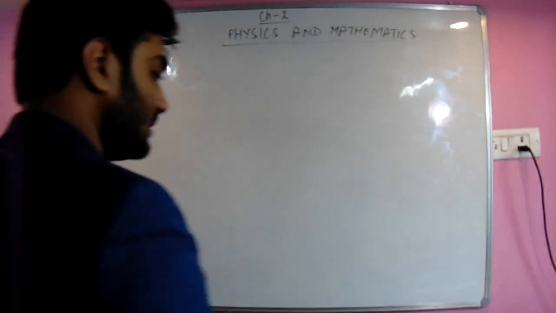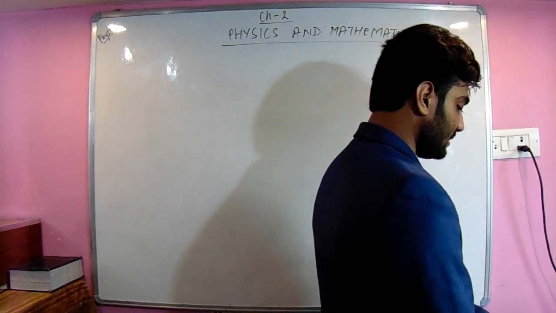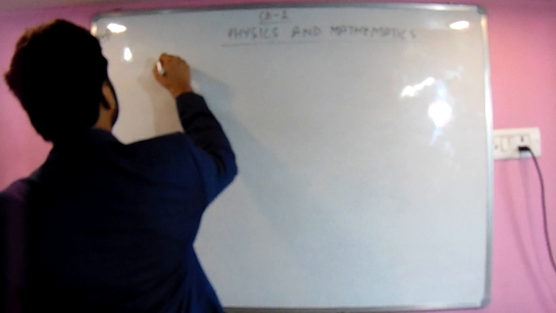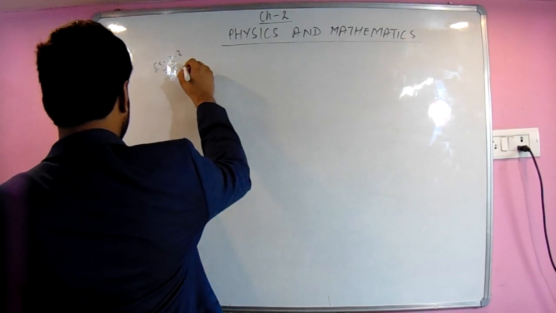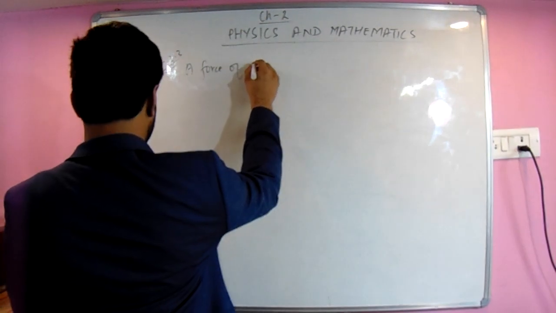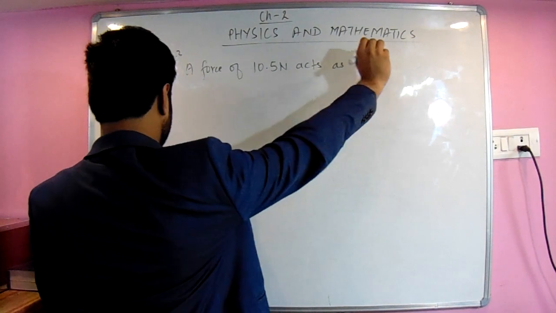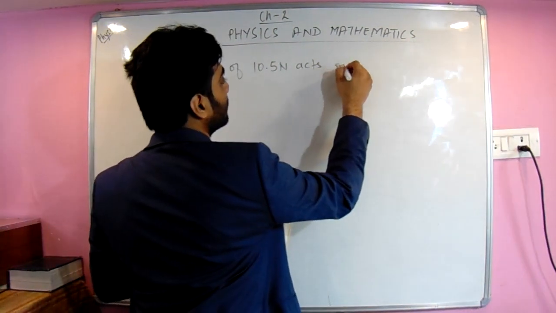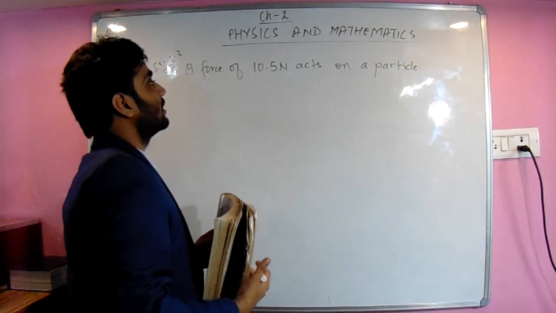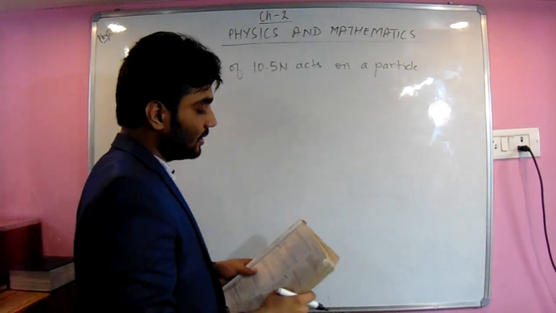Okay, next question of example number 2, that is example number 3, 2.3. Example 2.3, that is a force of 10.5 Newton acts on a particle. It means what? A force of 10.5 Newton acts on a particle along a direction.